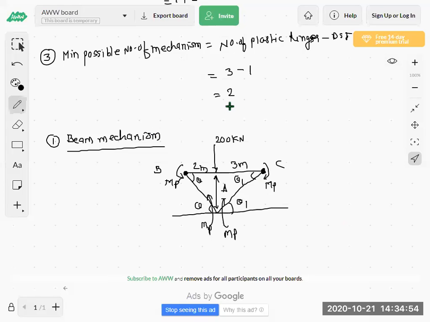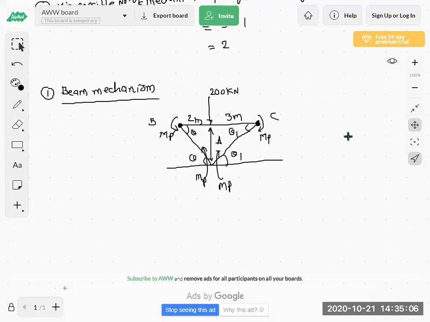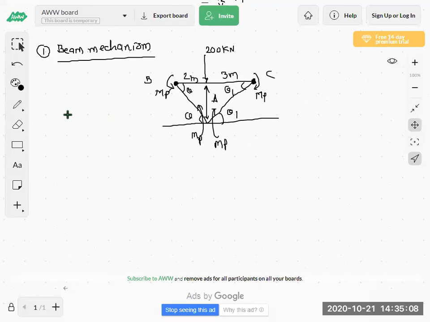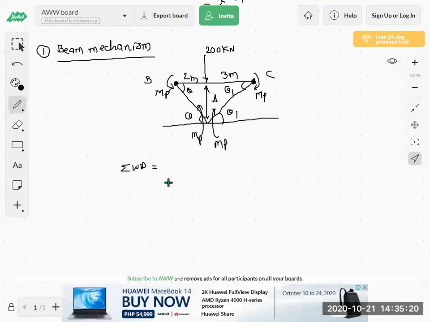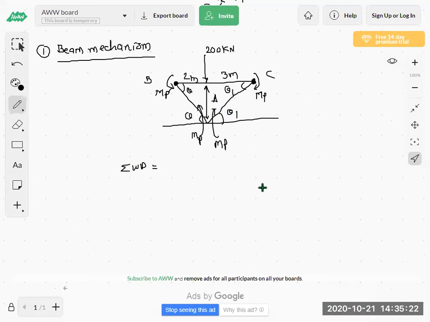Minimum 2 mechanisms we have to solve. Out of this, first is the beam. So we have drawn the mechanism for this beam. Now we have to solve as per the earlier procedure. As per our earlier procedure, we have to solve this beam mechanism and find the collapse moment. So we have to calculate the external work done. So how to calculate external work done?